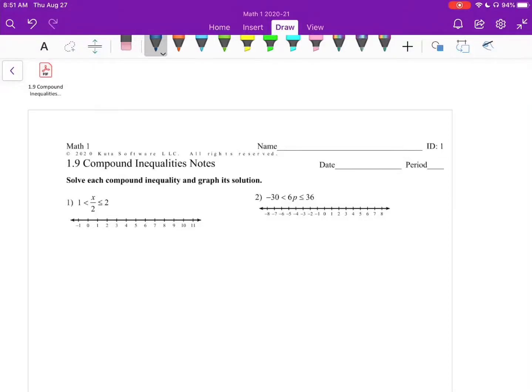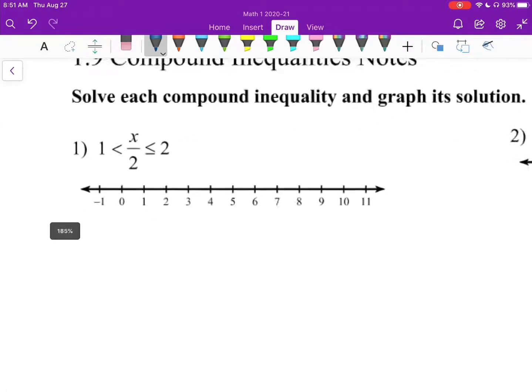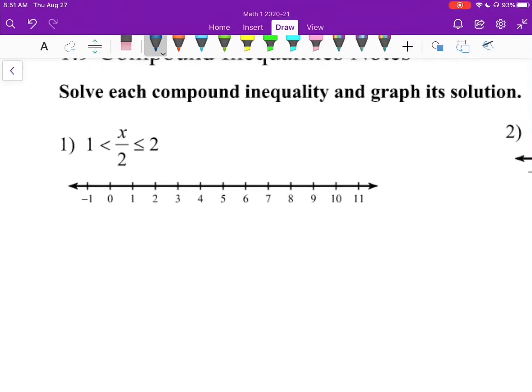Okay, Math 1, 1.9 Compound Inequalities. So these are a lot like normal inequalities that we already looked at, except you're going to have two of them here. So whenever I solve for x here, I'm going to multiply by 2 because I have x divided by 2. But I'm going to have to do it to both sides. You kind of treat it like you have two equal signs.